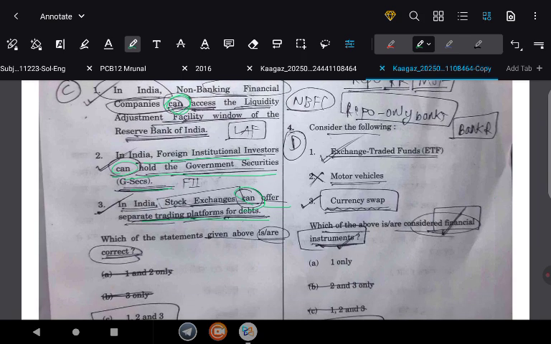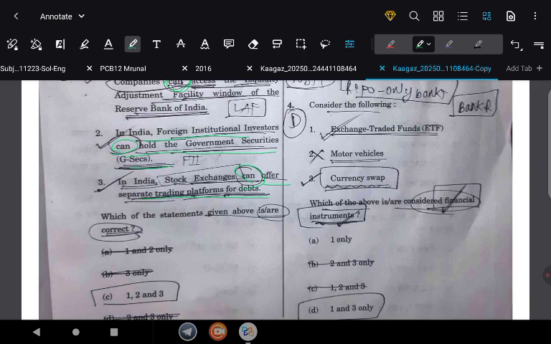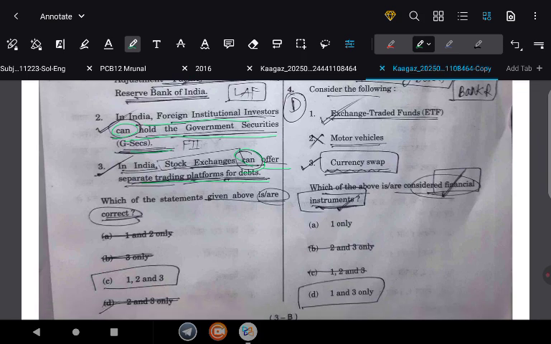The first option is exchange traded funds, motor vehicles, and currency swap. As you can see, I had taken out the second option, motor vehicles, because the definition itself implies financial instruments, that is, which have a monetary value and which are more or less exchanged in terms of finance, like money, and not actually an asset per se. I haven't read this in NCERT or something, but according to whatever economy sources I have referred, and according to my understanding, motor vehicles surely wasn't there in the answer.